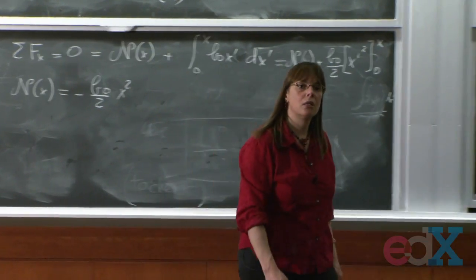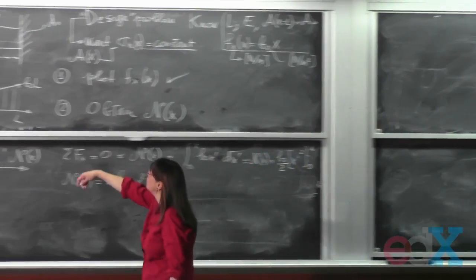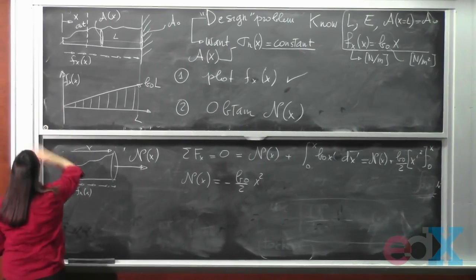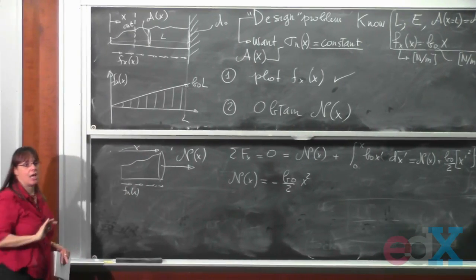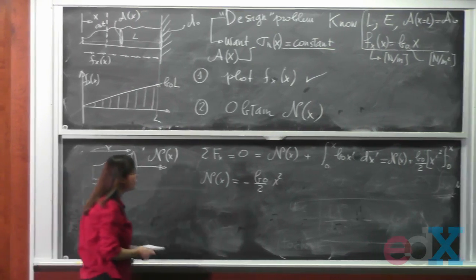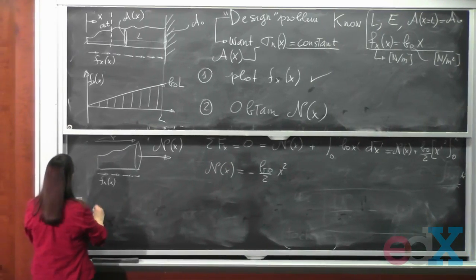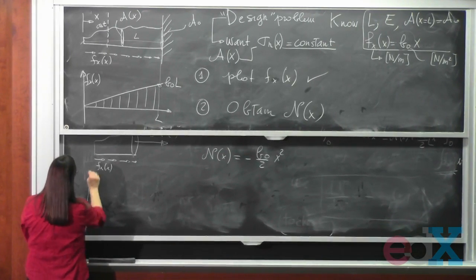Yes? Why is it 0 to x and not L to x? Because my x starts there. It's just my choice of how I draw the x. I draw the x starting at the end of the bar, so it goes from 0 this time. Okay? Okay. So that's my n of x. I can plot it out, no problem. N of x.